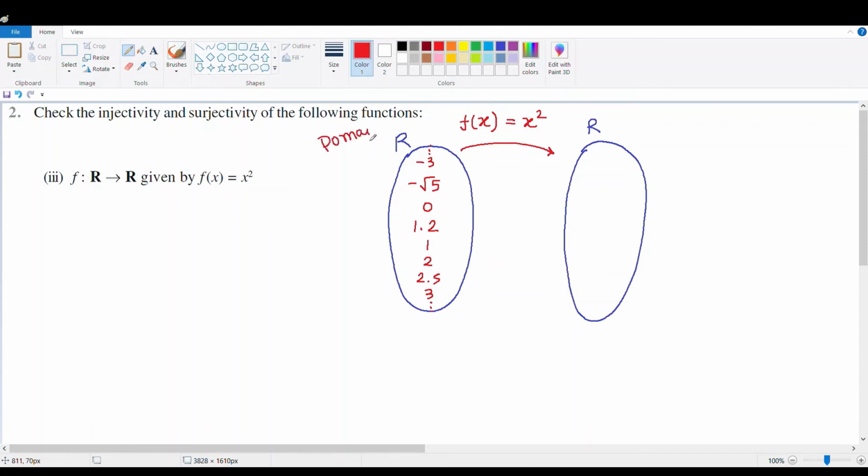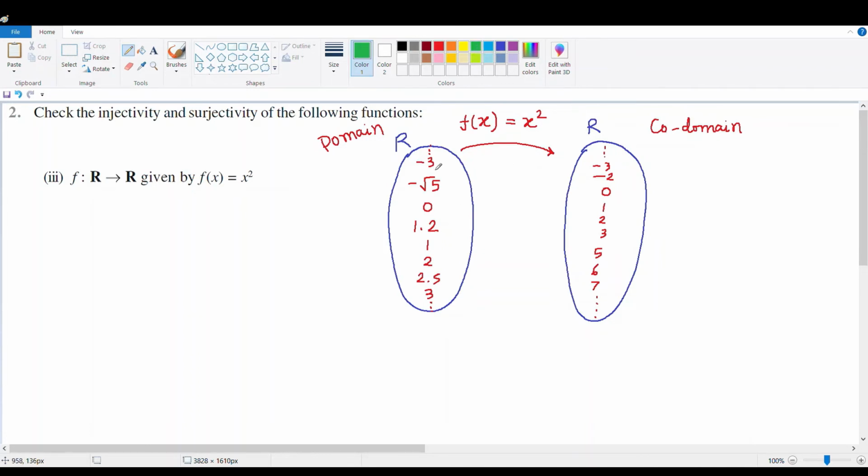This is your domain and this is your codomain. Now this is also the same set, again the real number set. The codomain is also R. So again -3, -2, 0, 1, 2, 3, 5, 6, 7. Even though I'm skipping a few, that doesn't mean those numbers are not there in the real number set. Any real number that you can think of is there in this codomain.